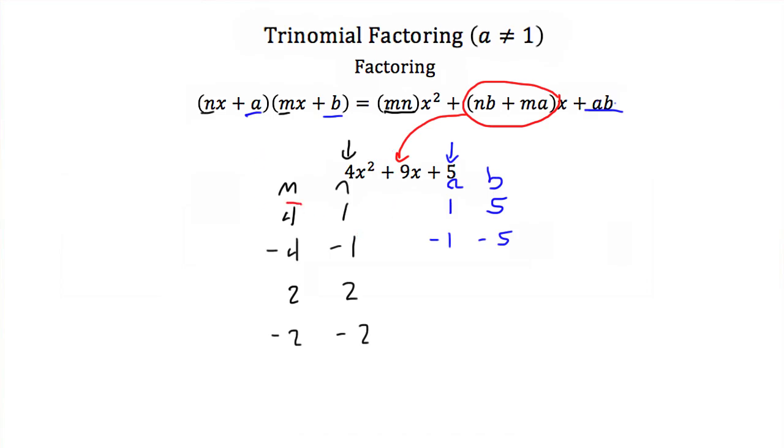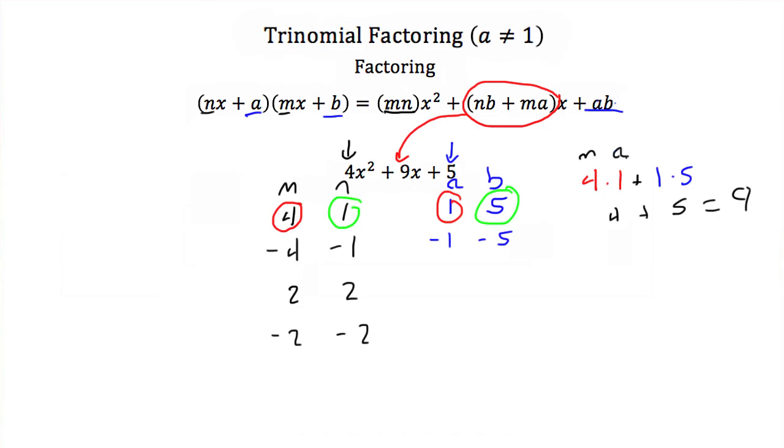So I'm going to try 4 and 1 and 1 and 5. If I do that, I'll have 4 times 1 plus 1 times 5. Well, 4 times 1 is 4 and 1 times 5 is 5. I add those together and I get 9, which is exactly what I was looking for. So this means that our m is 4, our a is 1, our n is 1, and our b is 5.